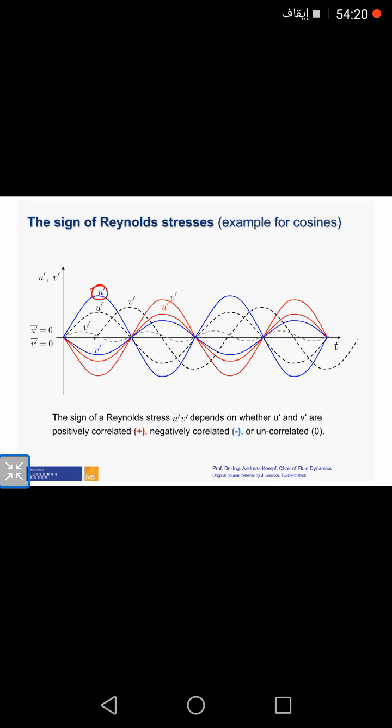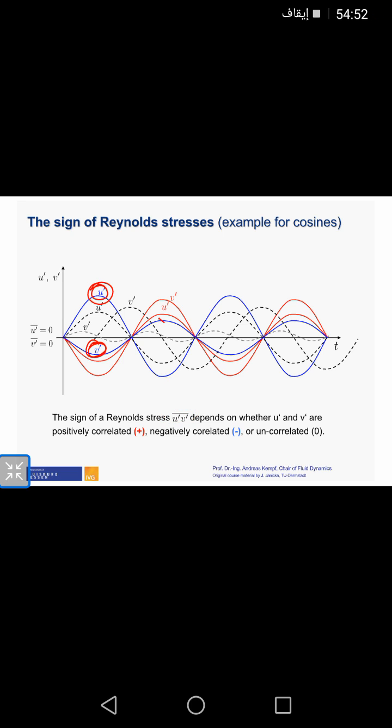So let's look at this example here. We have a U prime and a V prime. If the U prime line and the V prime line are perfectly out of phase, that means when U prime is positive, then V prime is negative. Or here, where V prime is positive and U prime has become negative, then we always have a negative product. And the mean value of this is a negative quantity. So we get a negative mean stress, U prime V prime bar.